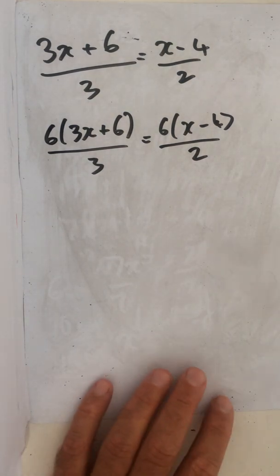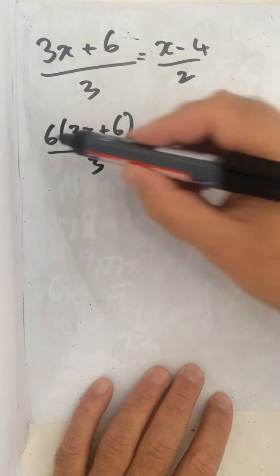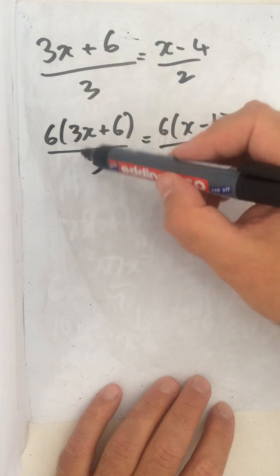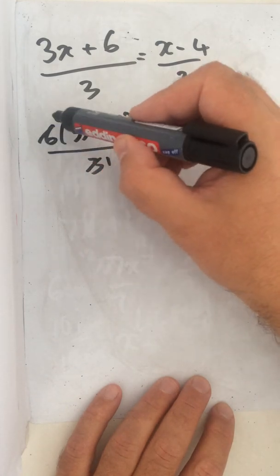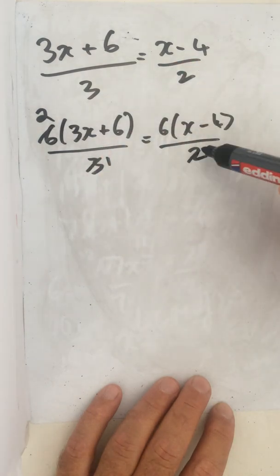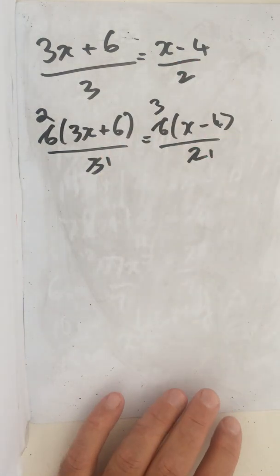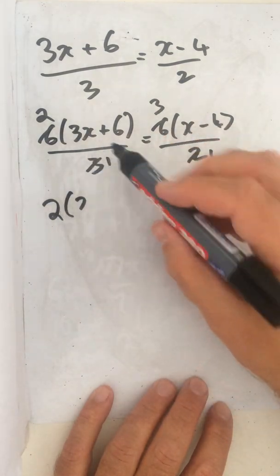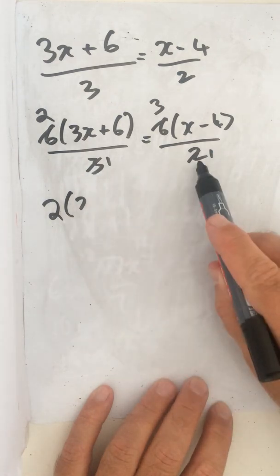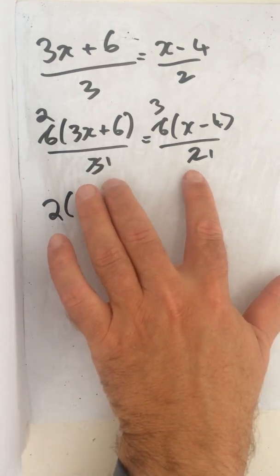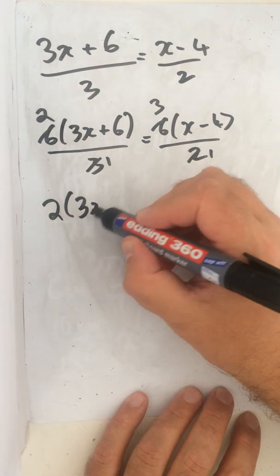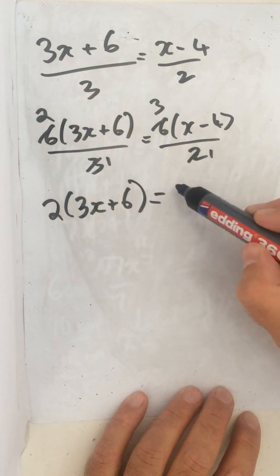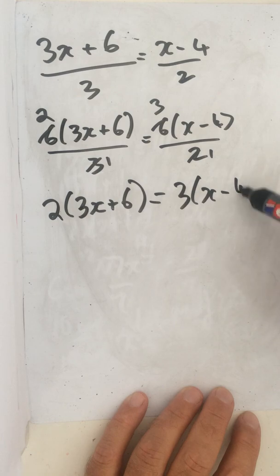I'm going to simplify between the number outside the bracket and the number I'm dividing by. So 3 goes into 3 once, and 3 goes into 6 twice. 2 goes into 2 once, and 2 goes into 6 three times. Then I'm going to write that out. What that does is get rid of these dividing numbers. So I've got 3x plus 6 is equal to 3 over x minus 4.